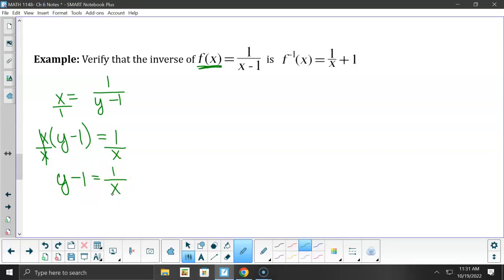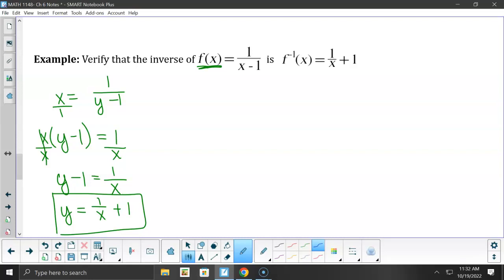And my final step is just to move the 1 to the opposite side. So I get y equals 1 over x plus 1. Hey, look, that's my other function. Not as bad as we were expecting? Yeah, you're solving for the new y.